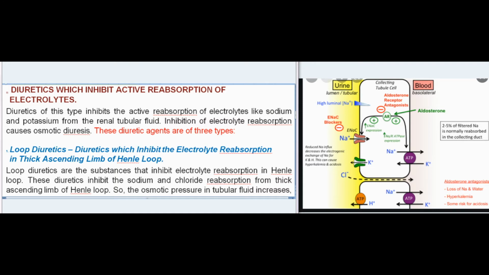These diuretic agents are of 3 types. Loop diuretics, diuretics which inhibit the electrolyte reabsorption in thick ascending limb of Henle loop. Loop diuretics are the substances that inhibit electrolyte reabsorption in Henle loop. These diuretics inhibit the sodium and chloride reabsorption from thick ascending limb of Henle loop. So, the osmotic pressure in tubular fluid increases, leading to diuresis.